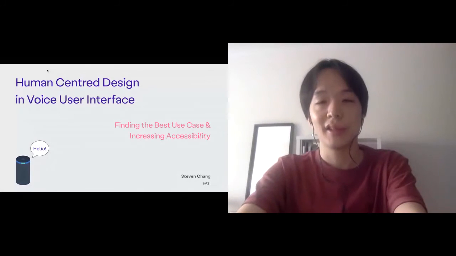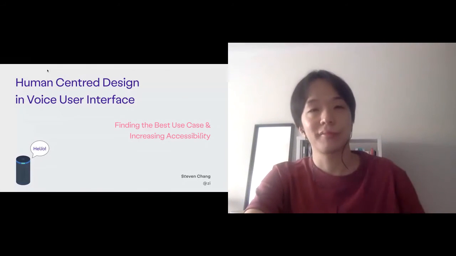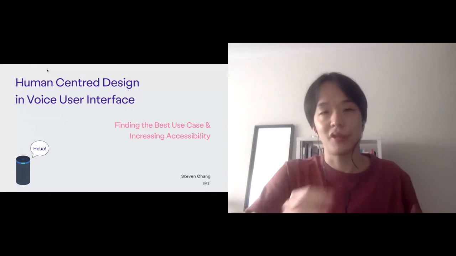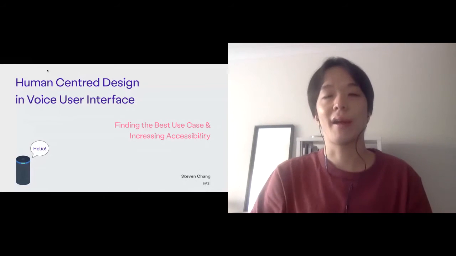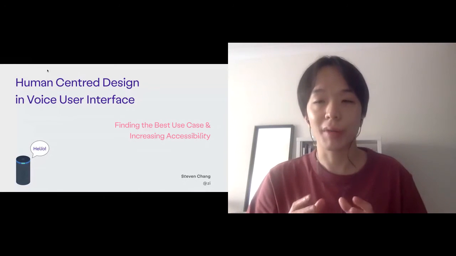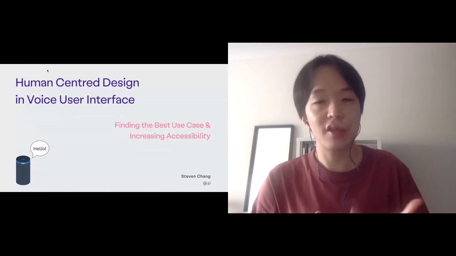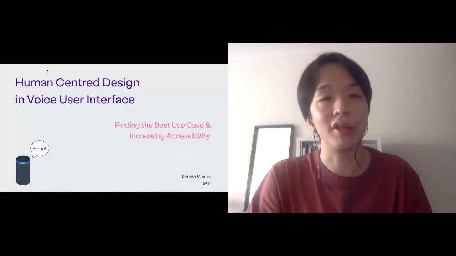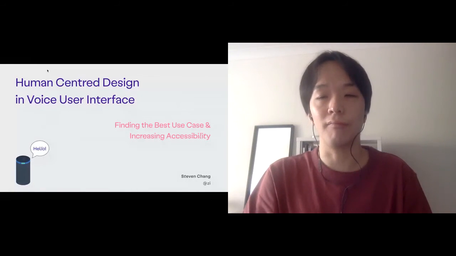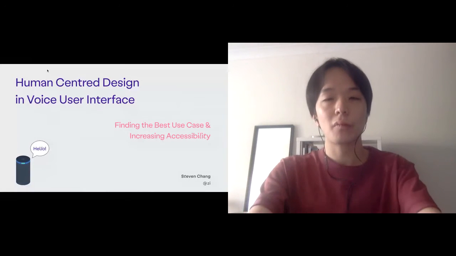Kick started then. So, as I mentioned, today I'm going to talk about how to find best use cases and increase accessibility when designing for the voice user interface.